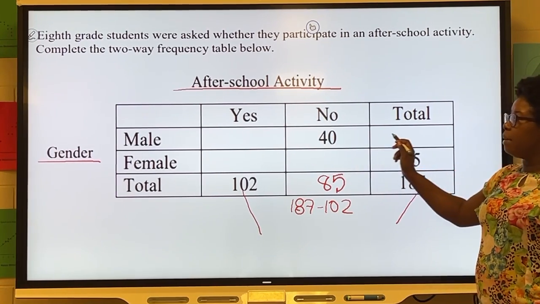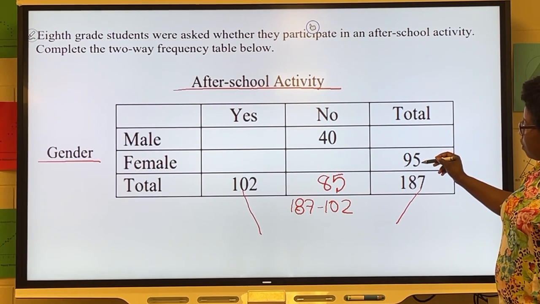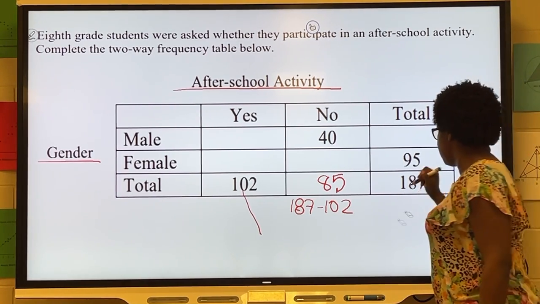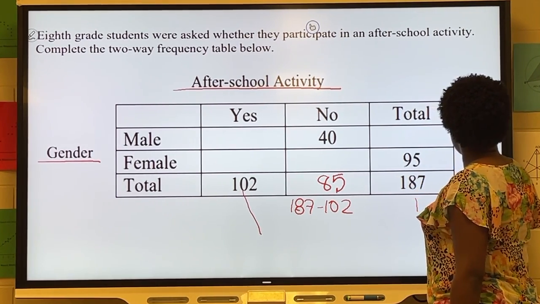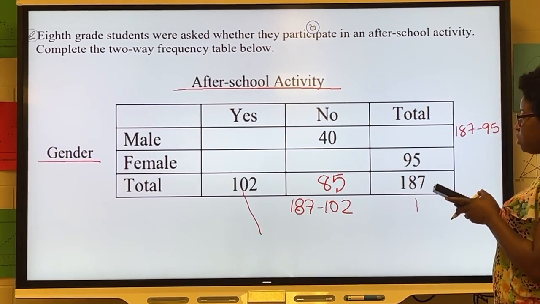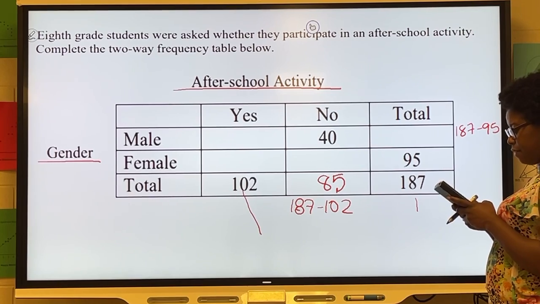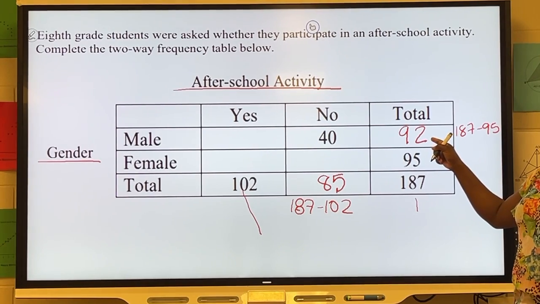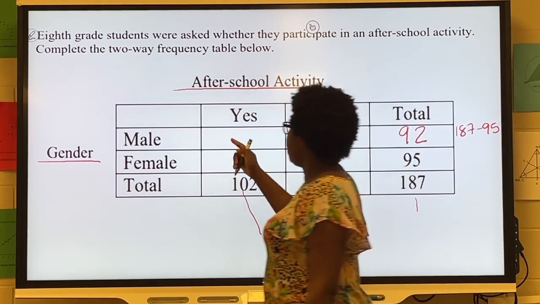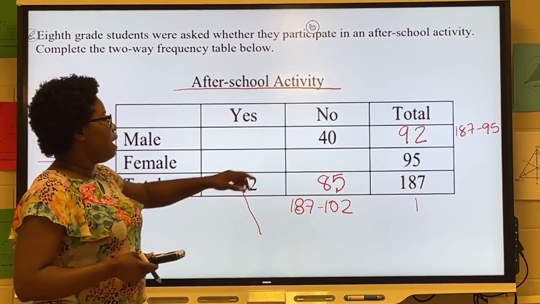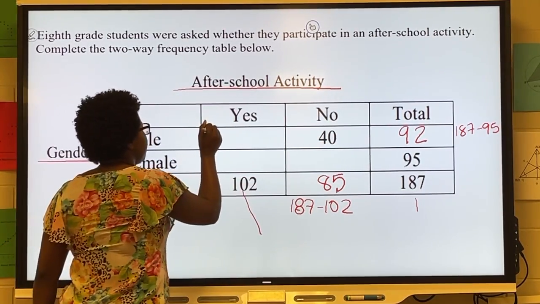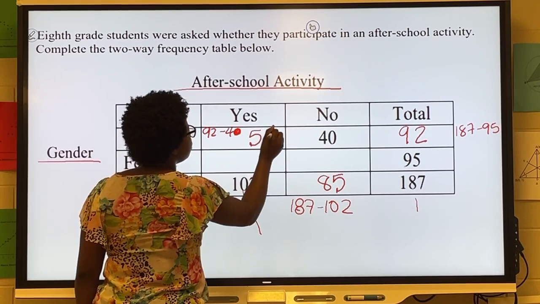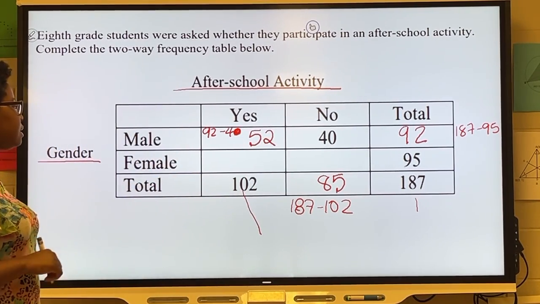If you want to know the total amount of males, you basically are going to have to subtract the 95 from the 187 because normally you would have added them. So let's go. 187 minus 95 is going to be 92. And this region here tells you the total amount of males in your sample. So here, let's find the males who said yes. So 92 minus 40 will give us 52 in all for the males who said yes.